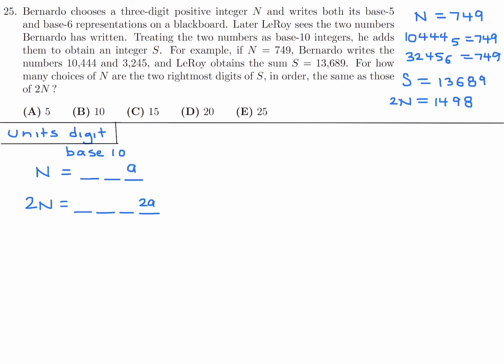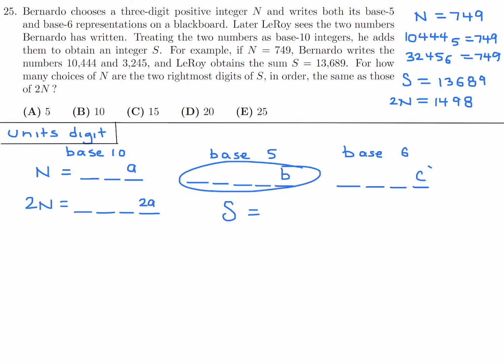But then we have to also look at the consideration or scenario of base 5 and base 6, right? So in base 5 we have some number. I have no idea what that number is, but I'll just write the last digit. Let's say it's a b. And then base 6, again, I have no idea, so I'll just denote the last digit as a c. I'm only looking at the units digit in this part of the question's explanation. Now I have to look at s. S is going to be this number plus that number. So whatever s is, the very last units digit could be b plus c.